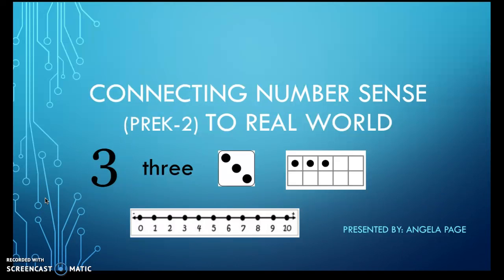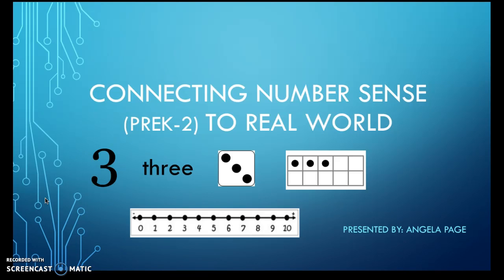My topic is connecting number sense pre-K through 2 to the real world. I was interested in this topic because my colleague and I have discussed at length how we feel that number sense and the use of number is not being taught in a way that is helpful to our students and really helping them progress through their early elementary years.